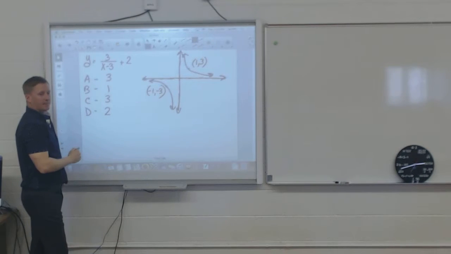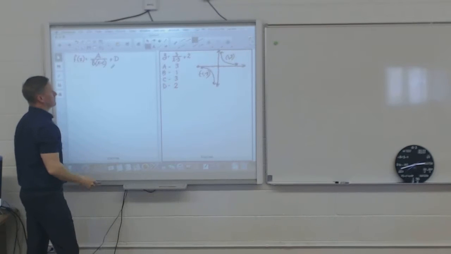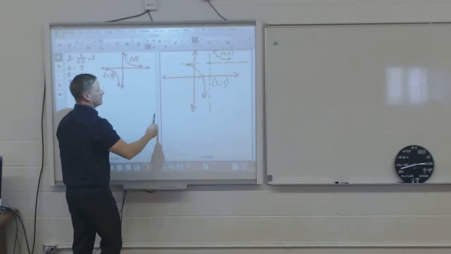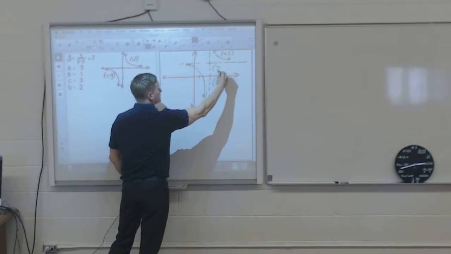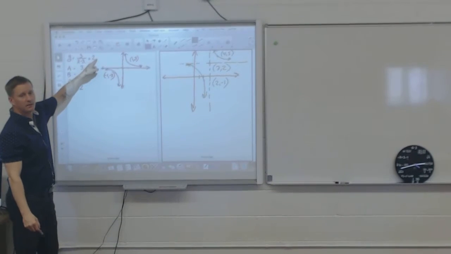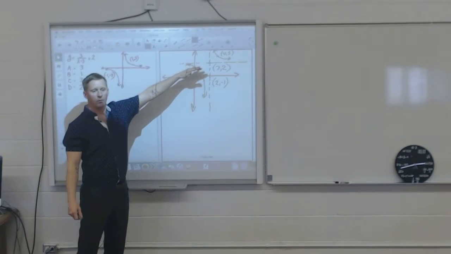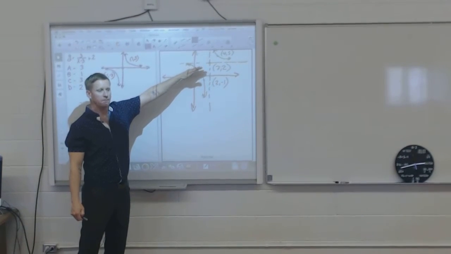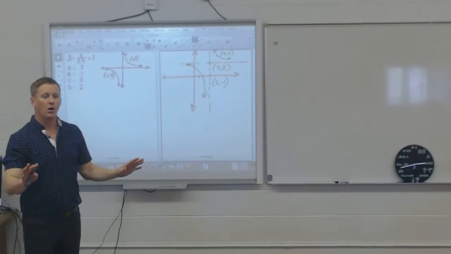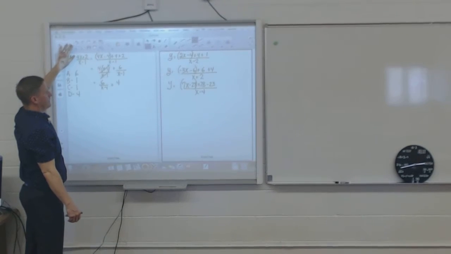In this equation here, where did my asymptote go to? Right here, which was 3 and 2, right? 3 and 2. The equation of my horizontal one, y equals 2. Vertical one, x equals 3. We're all good with that, right? Okay. But what happens now?